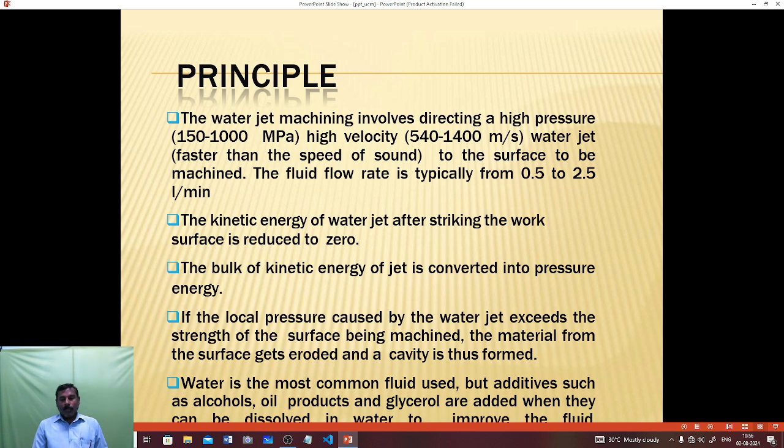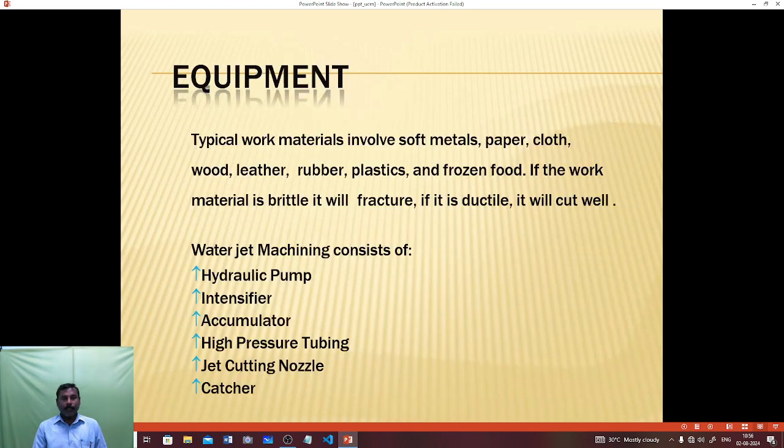Water is the most common fluid used, but additives such as alcohols, oil products and glycerol are added when they can be dissolved in water to improve the fluid. Then equipment. Typical work material involves soft metal, paper, cloth, wood, leather, rubber, plastic. If the material is brittle it will fracture on the surface; if it is ductile it will cut well.